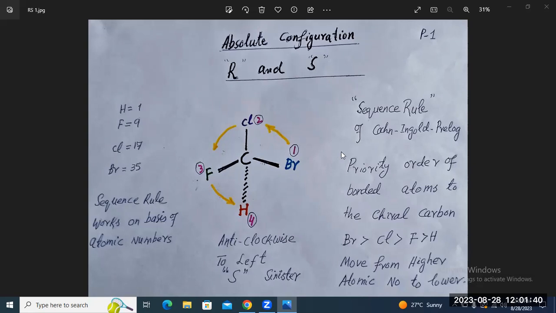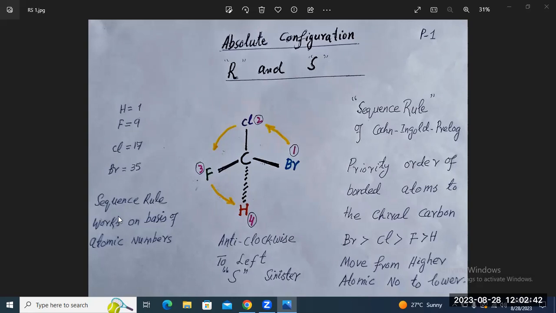This absolute configuration would be assigned on the basis of the sequence rule of Cahn-Ingold-Prelog. According to this sequence rule, the configuration of such molecules would be assigned on the basis of the atomic number. So we will see the higher atomic number and then go down to the lower atomic number for assigning the configuration. For example, here bromine is attached to the central carbon atom and it has atomic number 35, then chlorine has 17, then fluorine has 9, and hydrogen has 1 atomic number.